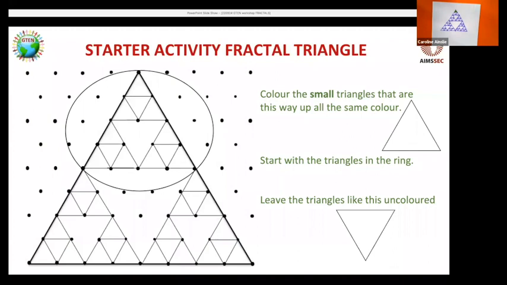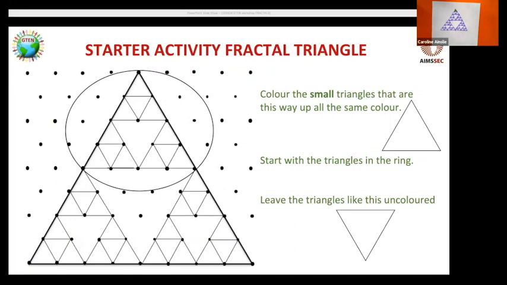Now, if you have time, you can color them all. But we put the ring round it because we thought if you didn't have time, you'd at least do the ones at the top. Well, then the ring might suggest something about the pattern, the whole pattern.